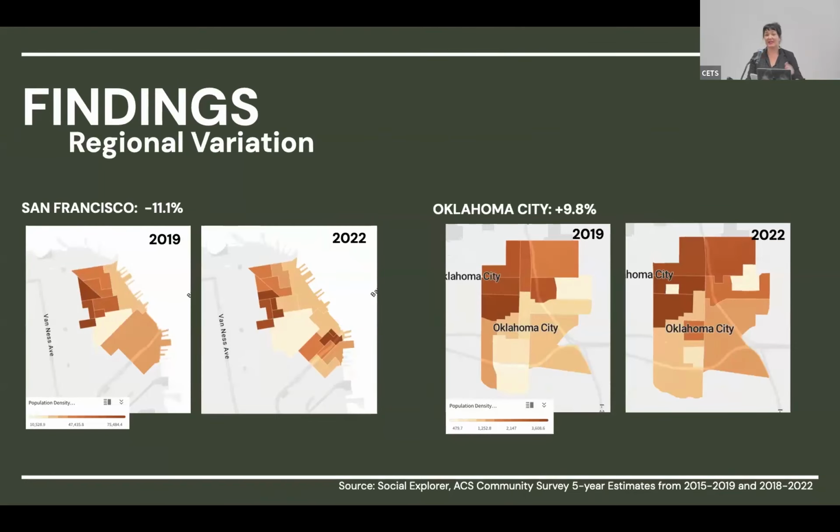Another correlation, and this is even more significant, is that there are major variations in downtown growth or decline by region of the country. The South and the West have booming downtowns, while the coasts are experiencing stagnation and even possibly decline. So here's the change in population density for San Francisco on the West Coast compared to Oklahoma City, whose downtown has grown by almost 10%.